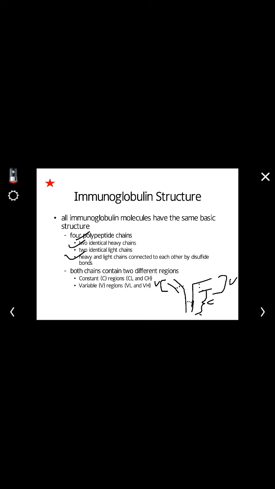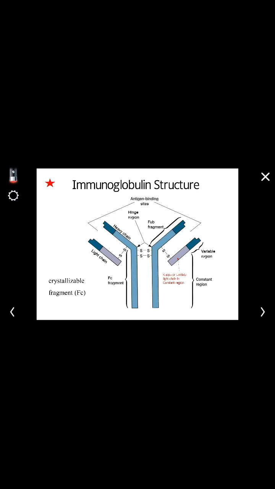Both chains contain 2 different regions. That's constant light, constant heavy, variable light, variable heavy. So here we have where the antigen comes in and binds. Disulfide bridges, disulfide bonds connecting to crystallizable fragments, FC. Be right here, FC here. Those are also the constant regions.